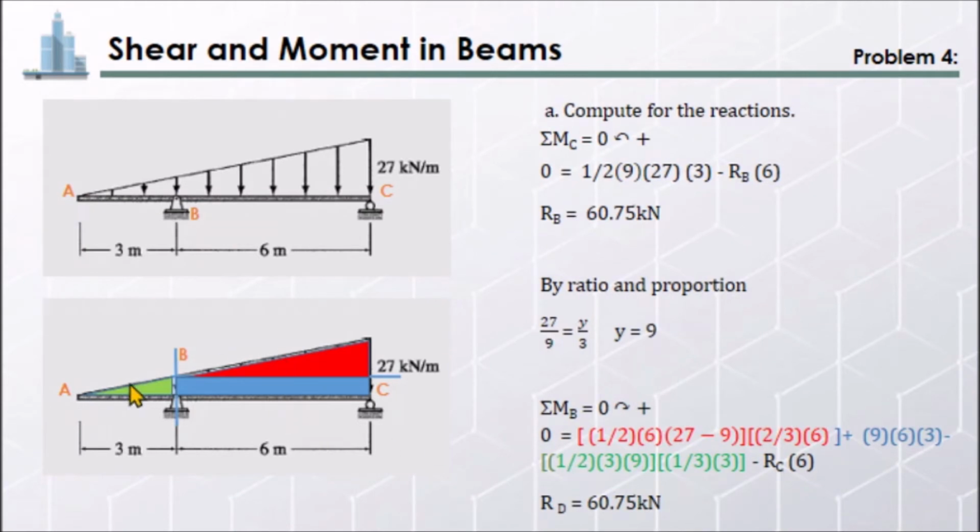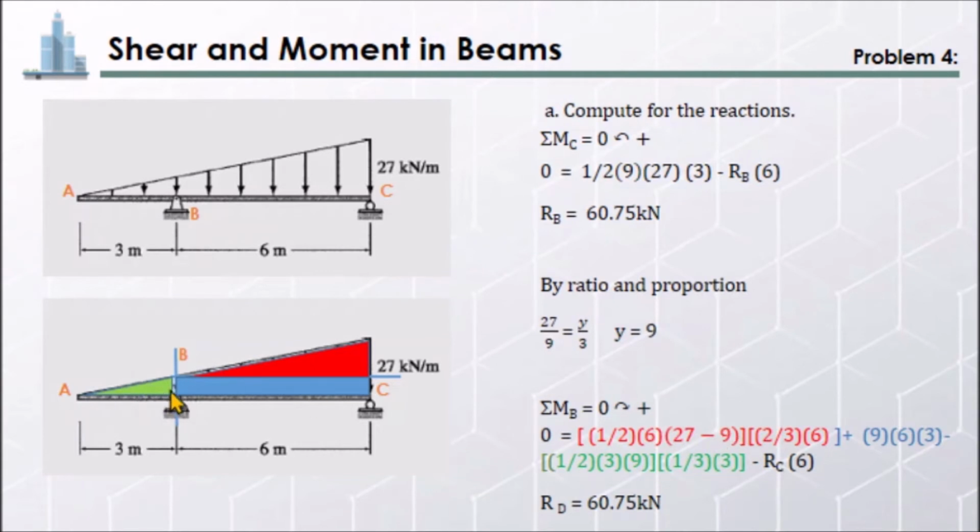So, makikita nyo class dito sa diagram natin, dinivide ko siya, lalo na itong B to C into 2 shapes. So, we have a triangular load, uniformly varying, and uniformly distributed load. So, itong blue. Okay, so we have 0 is equal to 1/2 6 multiplied by 27 minus 9.